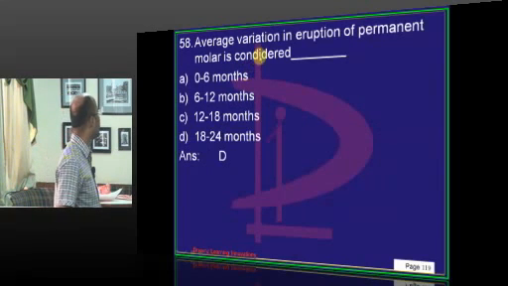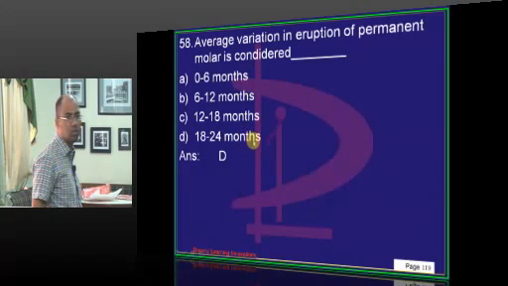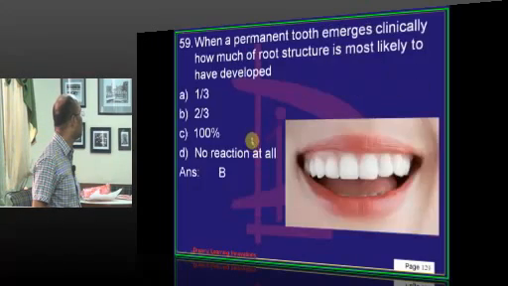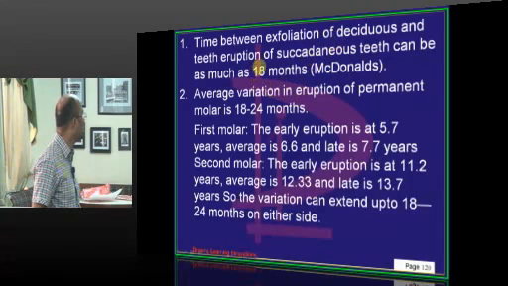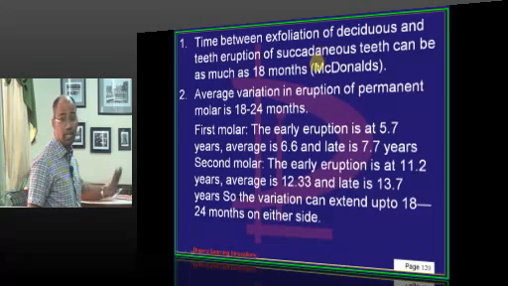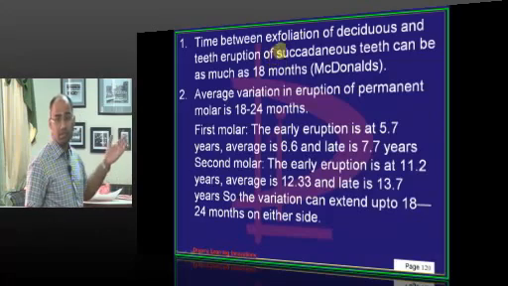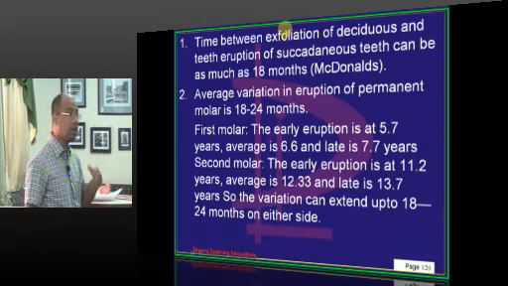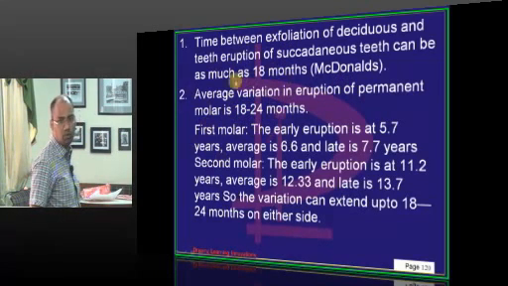Average variation in eruption of permanent molars is considered 18 to 24 months, that is 1 to 2 years. So the time between exfoliation of the deciduous tooth and eruption of the permanent succedaneous tooth is about 18 months. Approximately, after a tooth is lost, the permanent tooth takes 18 months to erupt. The variation: in many cases it will erupt within 6 months, but there are cases where the tooth erupts late by 12 to 18 months also. This is the maximum time. So the average variation in eruption of the permanent tooth here is 12 to 18 to 24 months, approximately 2 years.